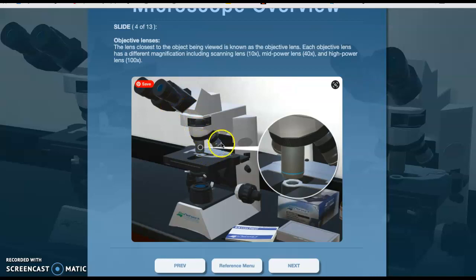So remember, whatever lens you're looking through, if it's a 10x lens, it will be magnified another 10 more times. 10 times 10 is 100. If it was the 4x lens, it would be magnified times 10. That's 40 times your eyesight.